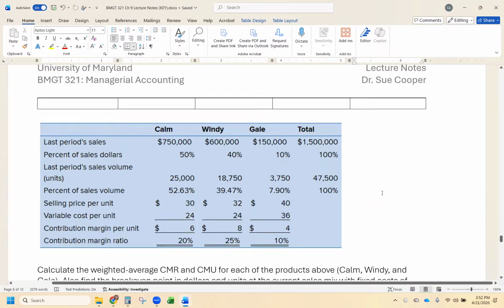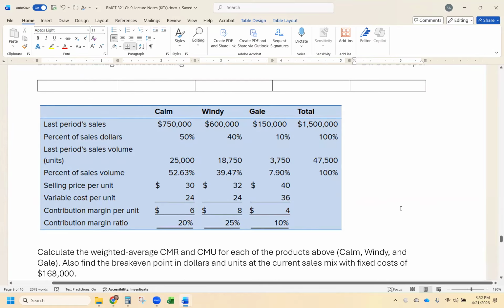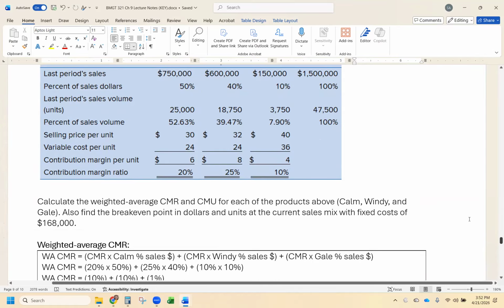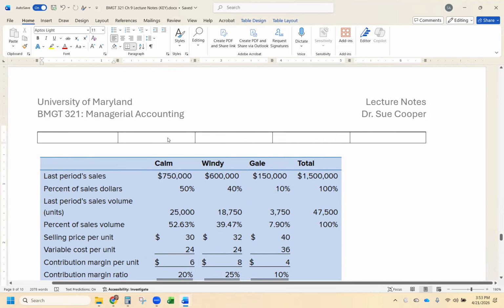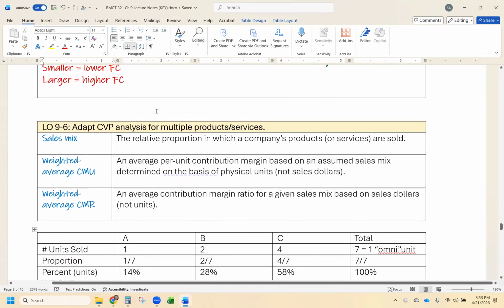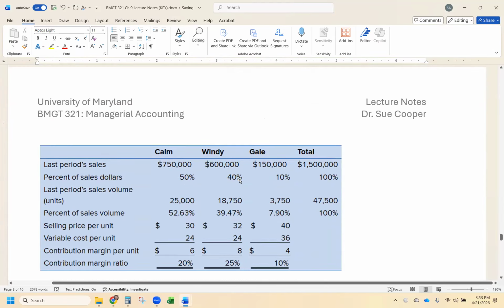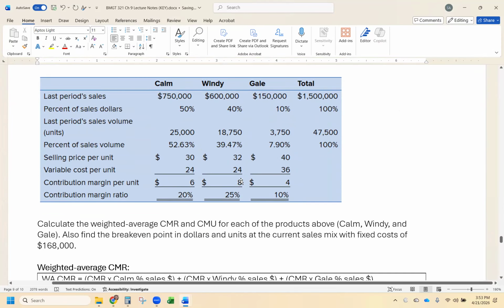So the next part of the notes has all the answers already filled out for you, but I wanted to talk you through it. So here is the setup, and I think it is jackets, if I remember correctly what the example in the book said. So this company makes jackets. They make a jacket called Calm, one called Windy, and one called Gale. And they have two different percentages here. They've got the sales dollar weights here. So when it comes to sales dollars, Calm makes 50% of the money, Windy makes 40% of the money, and Gale makes 10% of the money.